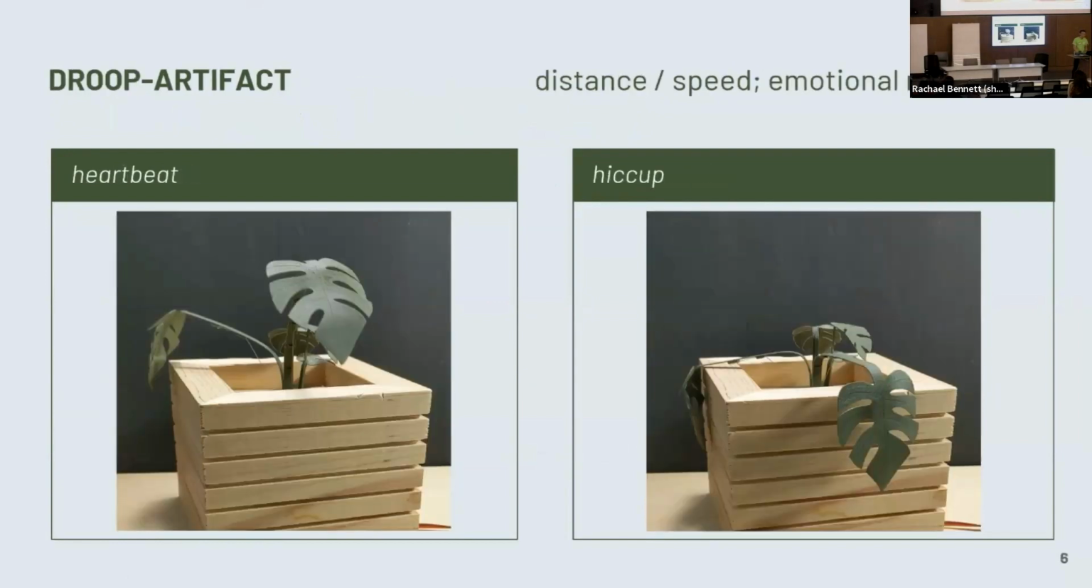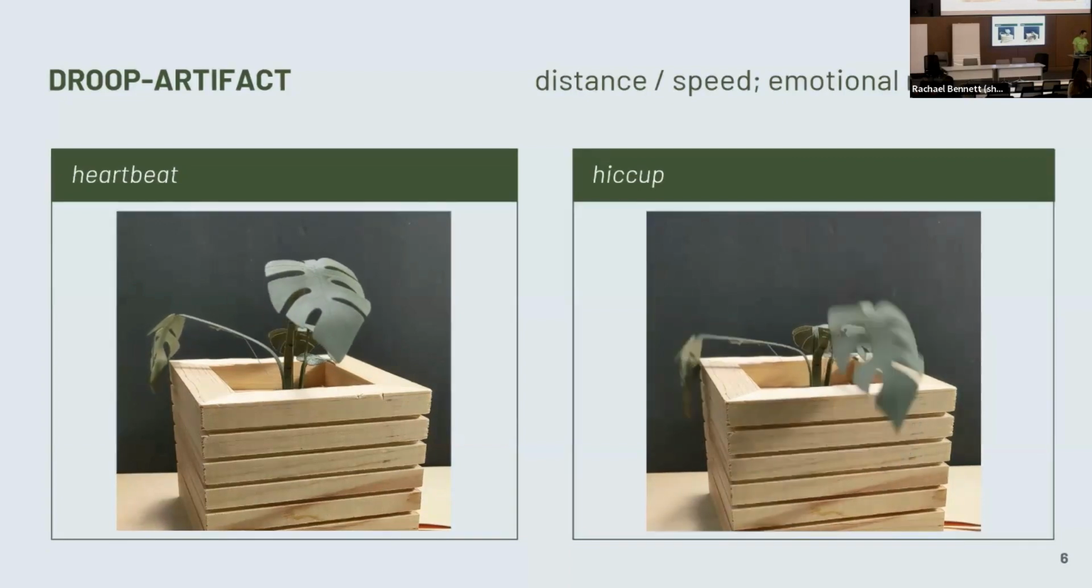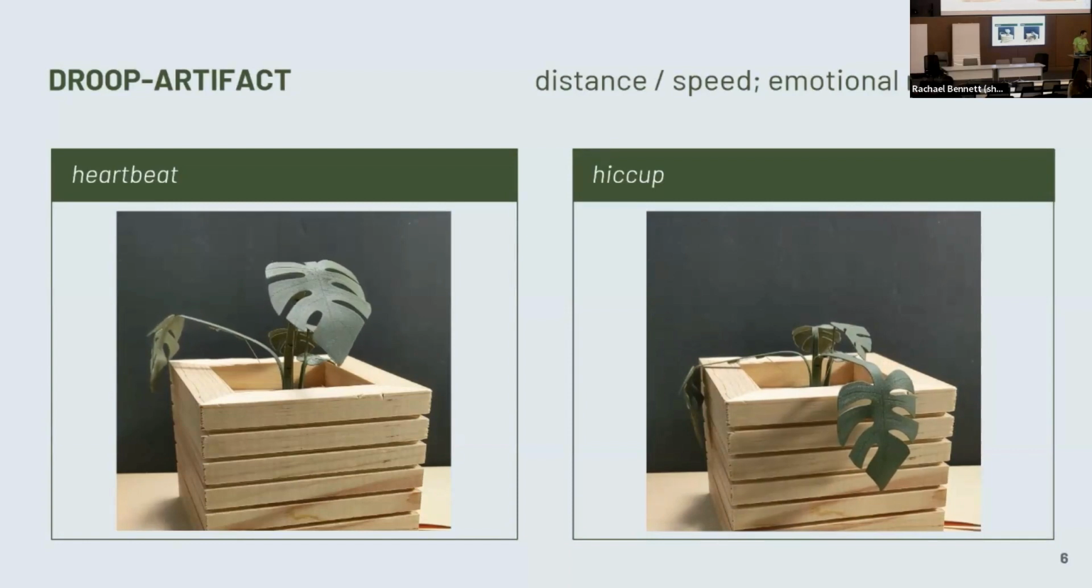We have a second artifact, the droop artifact. This can lift or drop its stems to various levels, and we scripted 4 different motions in this artifact. Here's heartbeat and hiccup. We could also use those for speed and distance factors, but we also meant to see if we could explore motions that could elicit emotional responses from the participants.